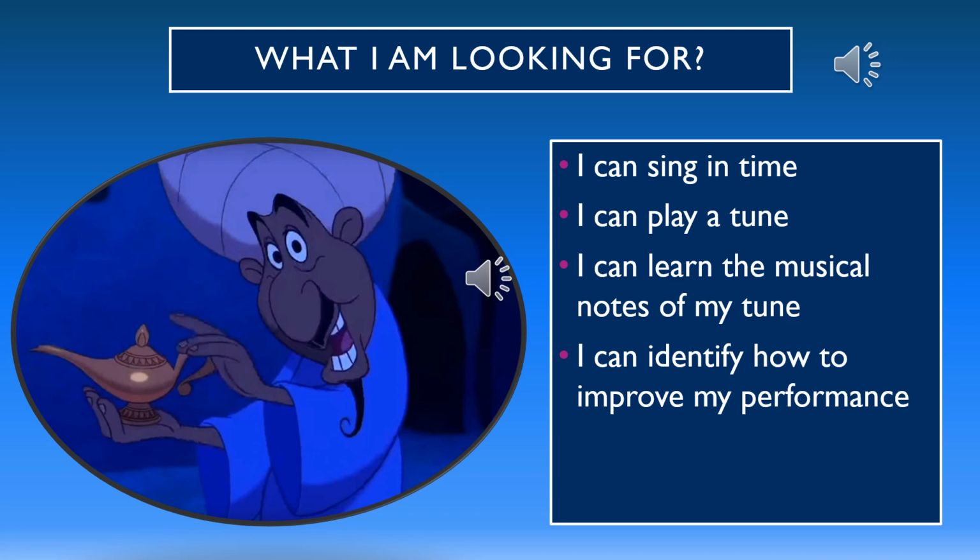So, we aim for everybody to be able to sing in time, to play a tune, to learn the musical notes of the Aladdin theme, and of course to identify ways to improve your performance. This is what we aim to reach by the end of our lesson, and of course to build up for the future music lessons.